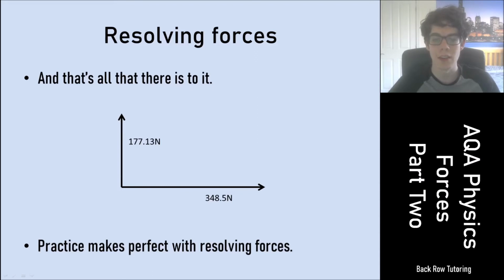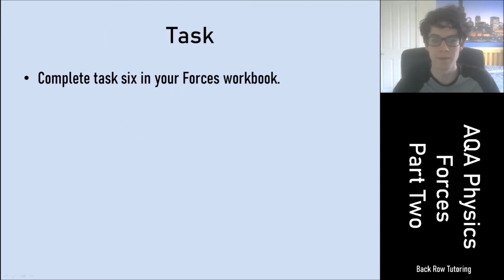And that's all there is to it. Practice makes perfect with resolving forces. So firstly, come up with a scale by measuring the first force. Once you've measured the first force, you need to draw lines into each of the axes, so the horizontal and the vertical axes. And then you need to measure the horizontal and the vertical and then multiply it by your scale to get the components in the x and y direction. If you're following along in your revision workbook, complete task number 6 and pause the video now.